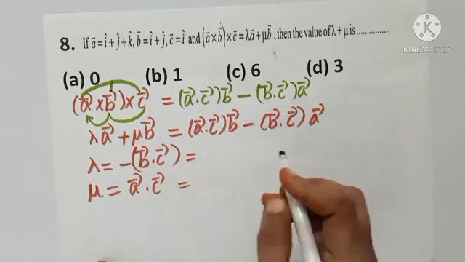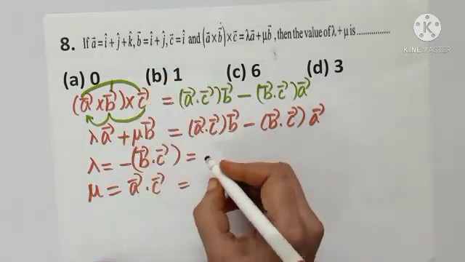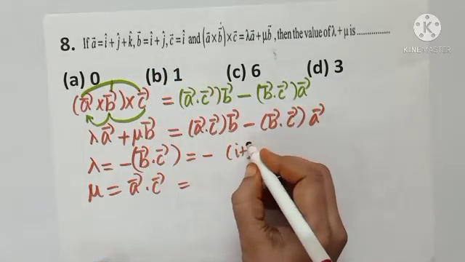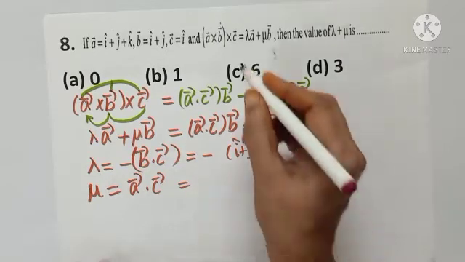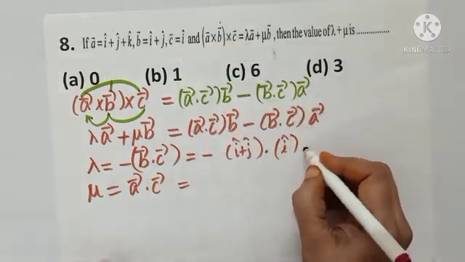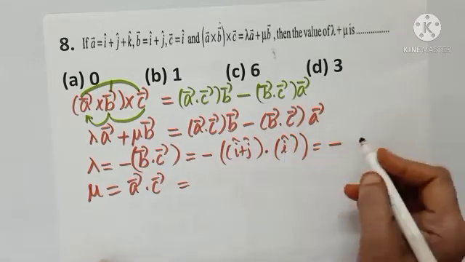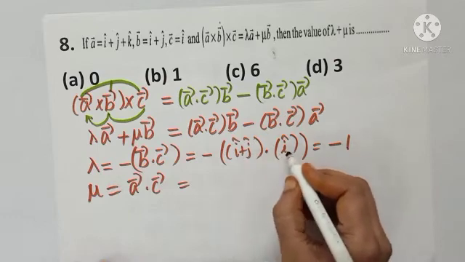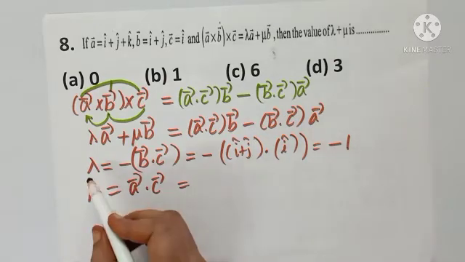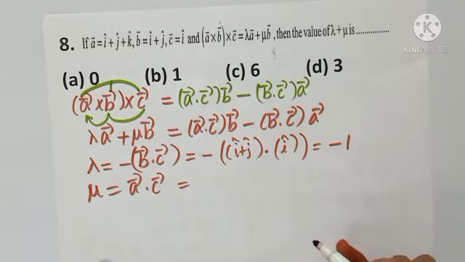As we know from the question, what is B actually? It is I plus J. And what is C? It is I. As we find out the dot product, I and I gives me 1. J and I is 0. So lambda I get minus 1.